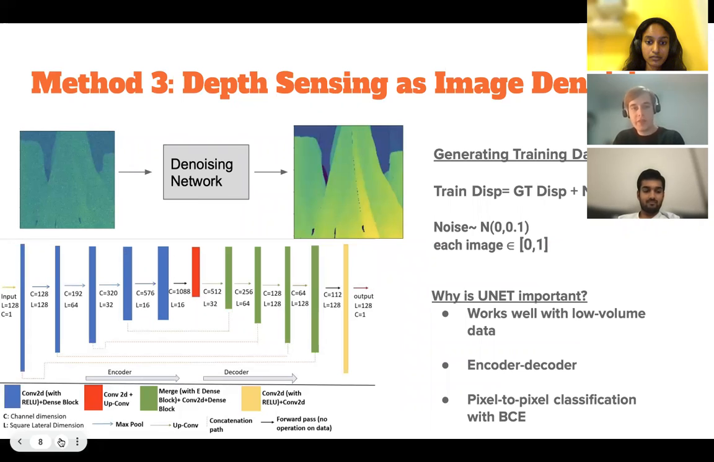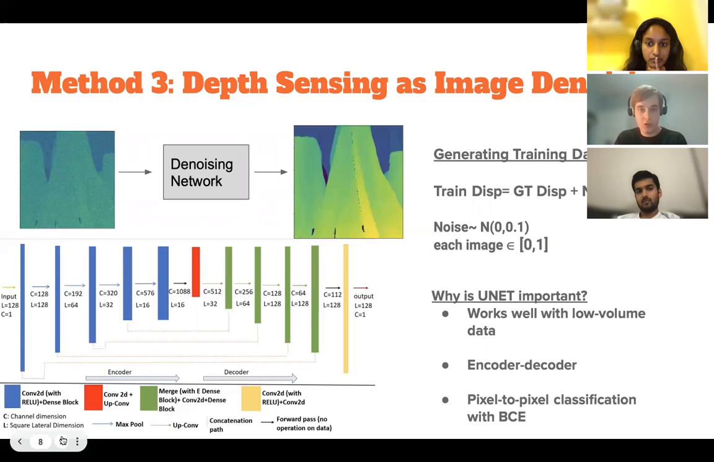Another way to formulate depth sensing is as an image denoising problem. Essentially, what we have on the top left portion of the slide is the noisy estimation of our depth map that our robot has access to. We want to feed that through a denoising network to give us an accurate, denoised, if you will, depth map. The denoising architecture that we choose to use is UNet. The basic architecture for this network is given in the bottom left-hand portion of this slide.